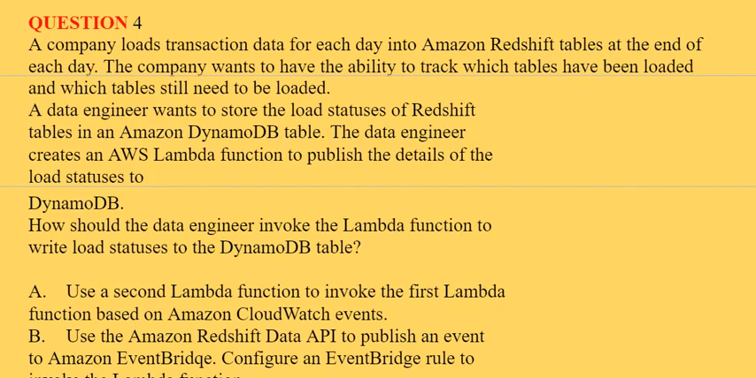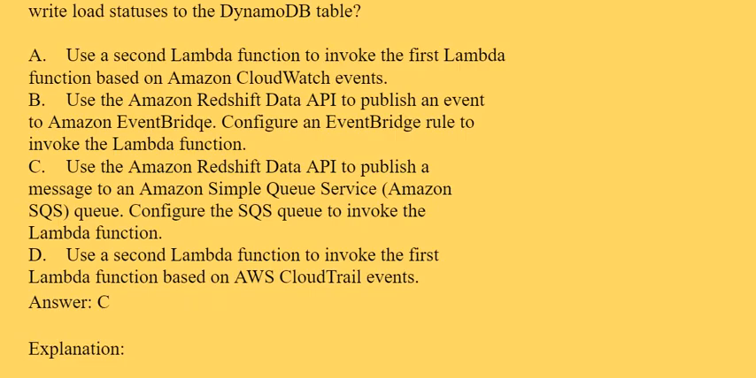How should the data engineer invoke the Lambda function to write load statuses to the DynamoDB table? Option A. Use a second Lambda function to invoke the first Lambda function based on Amazon CloudWatch events. Option B. Use the Amazon Redshift Data API to publish an event to Amazon EventBridge. Configure an EventBridge rule to invoke the Lambda function.